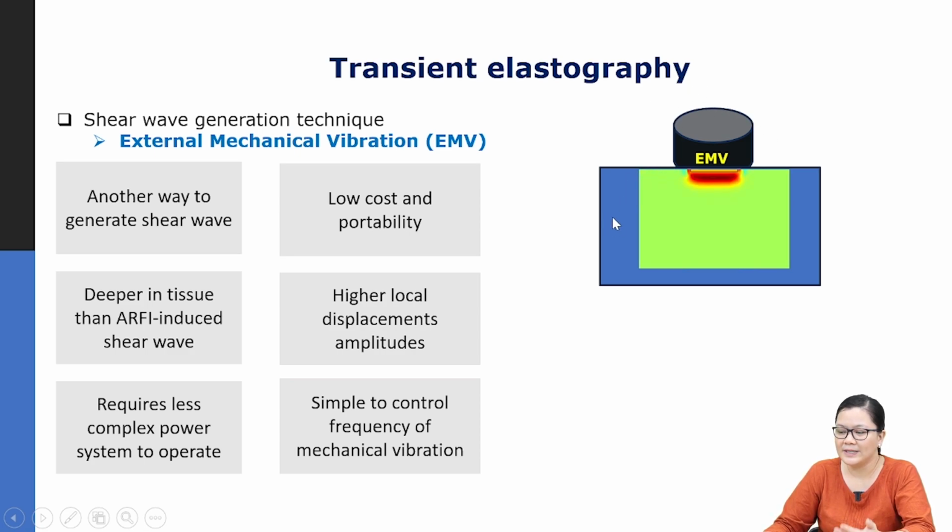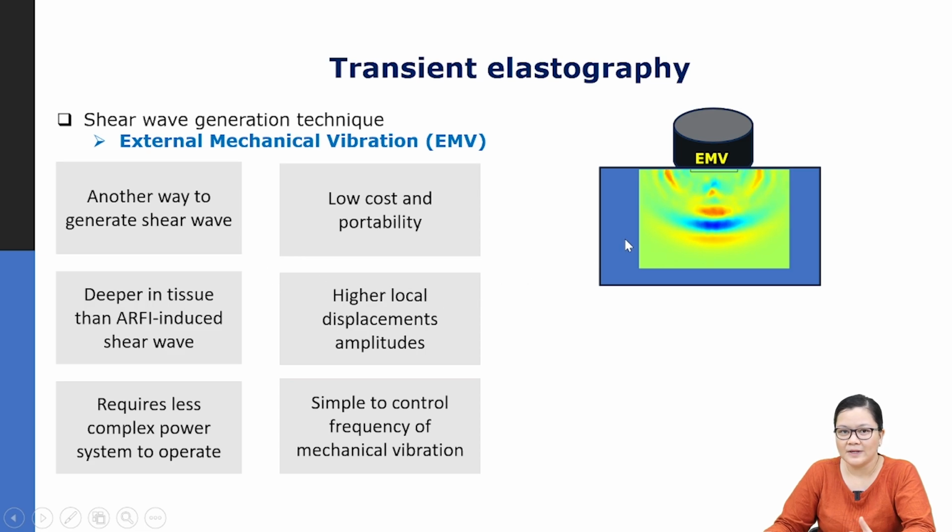And what you would need them for is to be able to generate shear waves similar to what you are seeing right here. You can see that the vibration is being done perpendicular to the tissue surface, and it's generating a wave that is propagating along the axial direction.